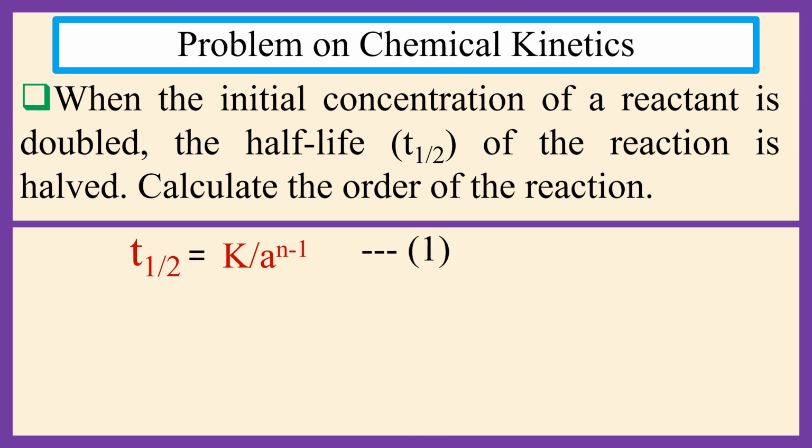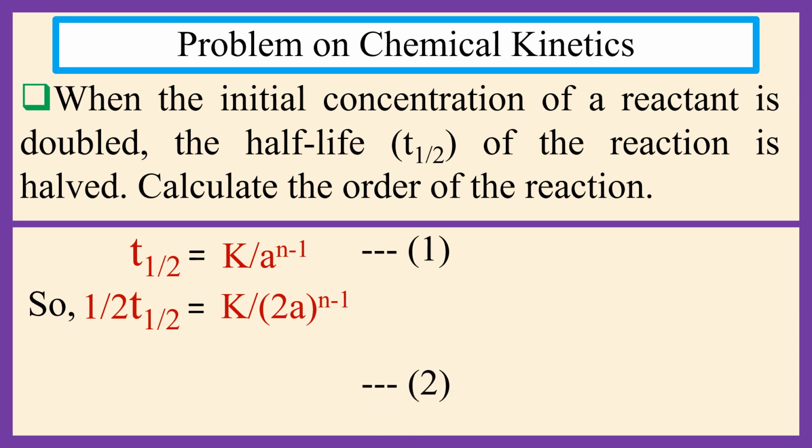Here given, when the initial concentration of a reactant is doubled, the half-life of the reaction is half. So, half T half is equal to K by 2A to the power n minus 1. We mark this equation as equation 2.